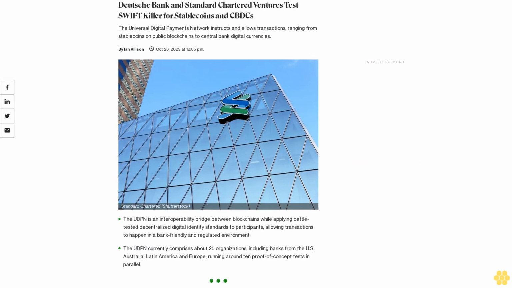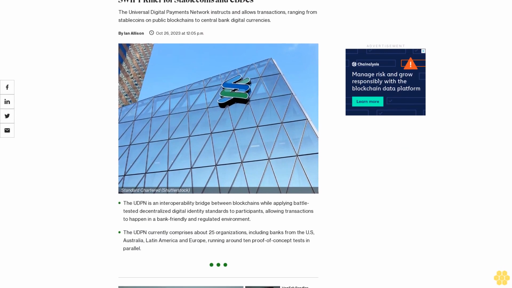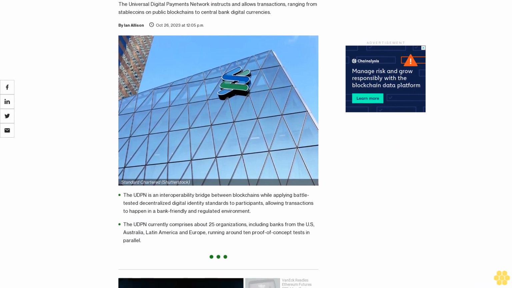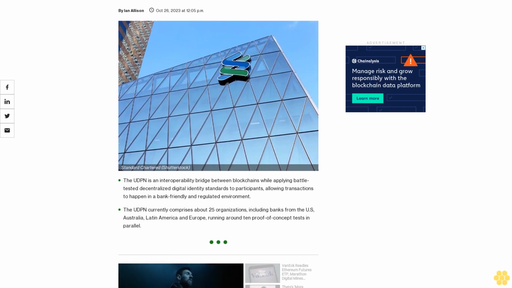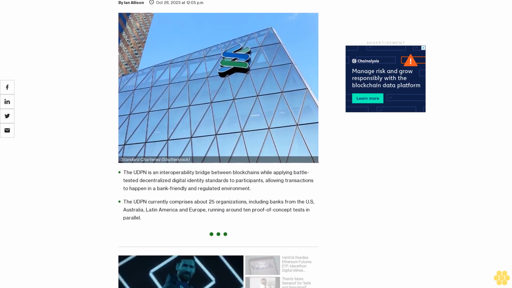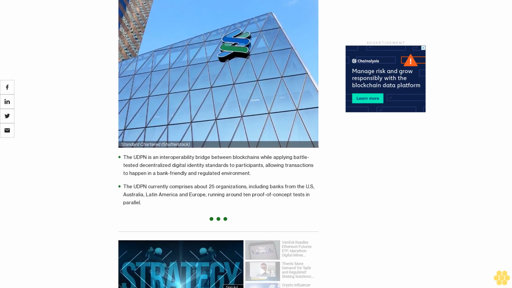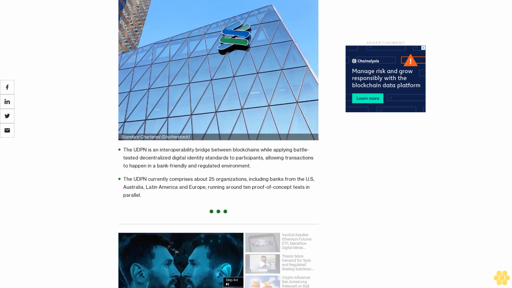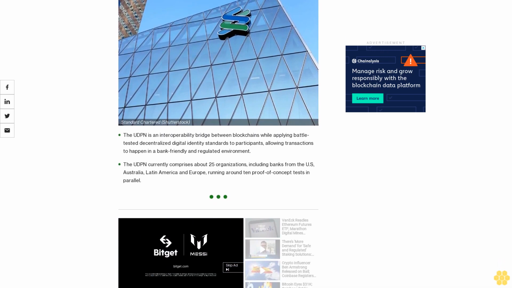Deutsche Bank and Standard Chartered Ventures test Swift killer for stablecoins and CBDC. The universal digital payments network instructs and allows transactions ranging from stablecoins on public blockchains to central bank digital currencies. The UDPN is an interoperability bridge between blockchains while applying battle-tested decentralized digital identity standards to participants, allowing transactions to happen in a bank-friendly and regulated environment.